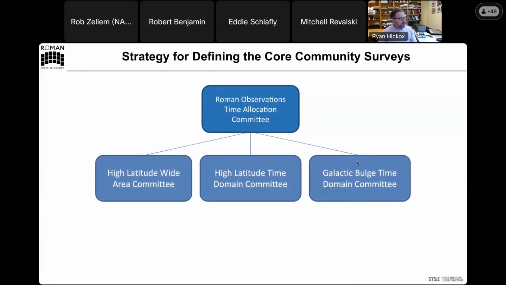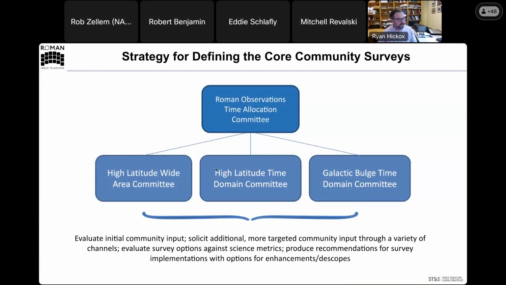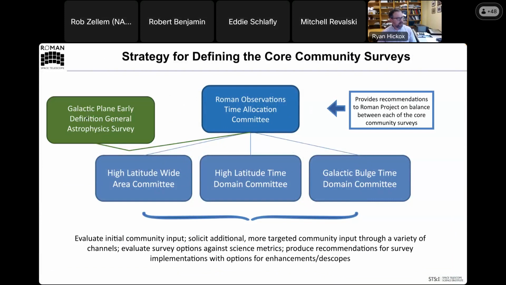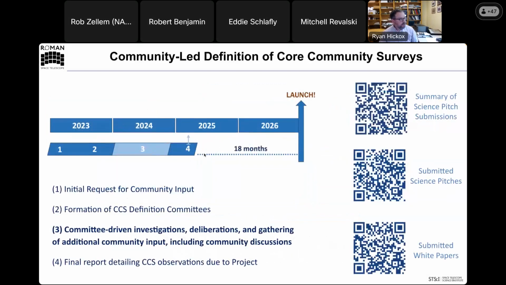Okay, and so how everything works: we have a definition committee for each of the three core community surveys, plus one for the galactic plane early definition, and they will provide recommendations to the Roman Observations Time Allocation Committee, the ROTAC, which will then evaluate the different pieces of input from these surveys and ultimately make a recommendation as to how Roman observing time is allocated over the first several years. There are lots of details in terms of how this works here, and I'll go through those as we go along. In terms of the time frame, we had an initial request for community input last year.